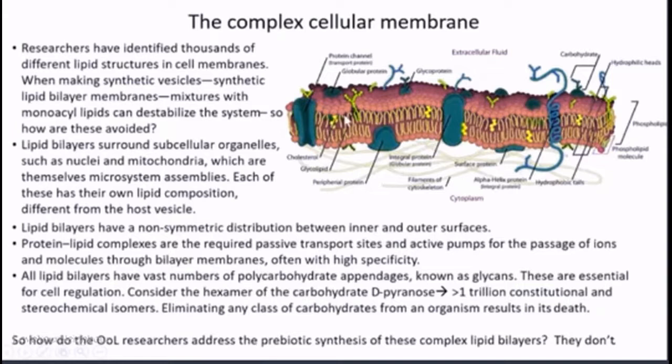So if you just consider the nucleic acids, the things that make up DNA, just consider the A base, A. If you had 6 A's, what's the different ways that you can hook those together? A, 6 in a row. That's the only way you can hook 6 together in DNA. But if you just had 6 D-pyranoses, six of one type of carbohydrate, there's over 1 trillion constitutional and stereochemical isomers. Over 1 trillion ways you can hook that together.